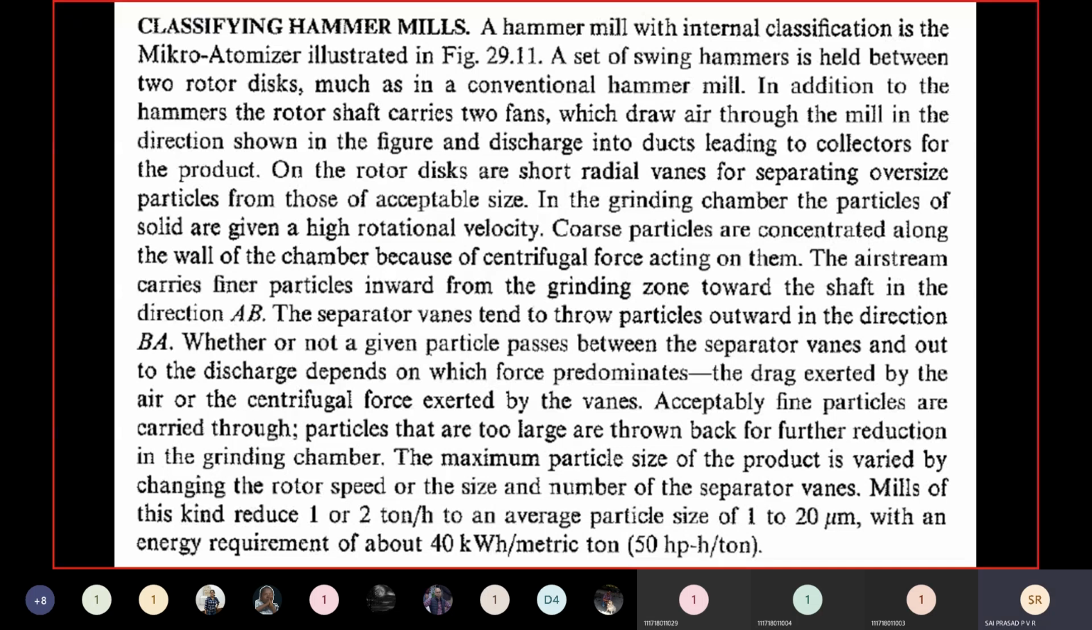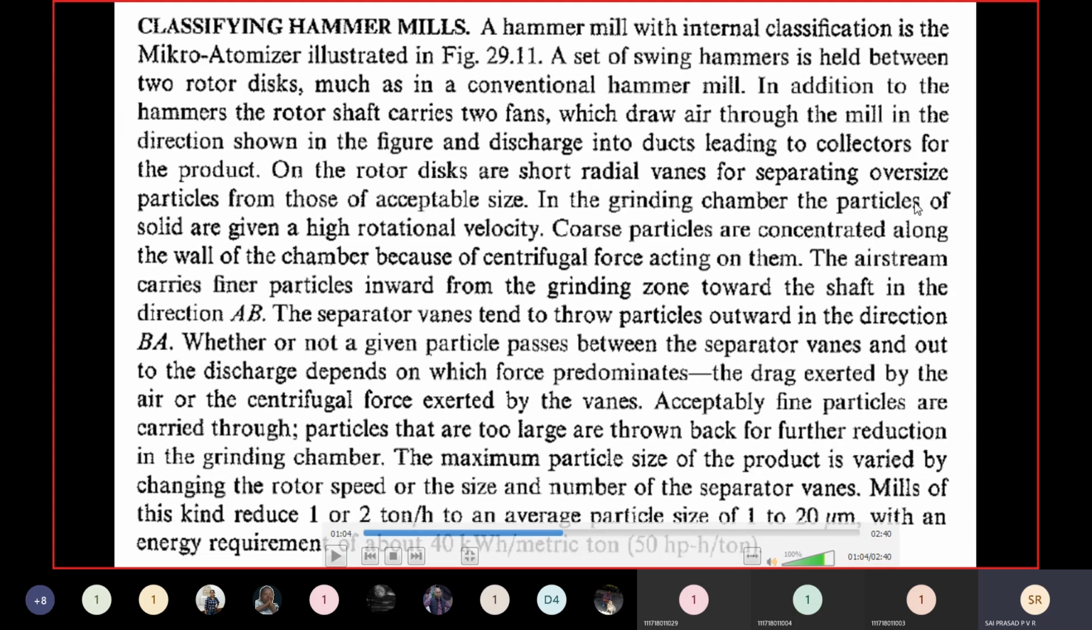So the fine particles come out through this small gap as the air takes them out of the system. Remember, we are blowing air continuously into the system. So since the fine particles cannot resist the drag force exerted by the air, they come out with the air through the small gap and go out. Whereas the heavier particles try to stay inside, they take the blows of the hammers for further reduction to take place.